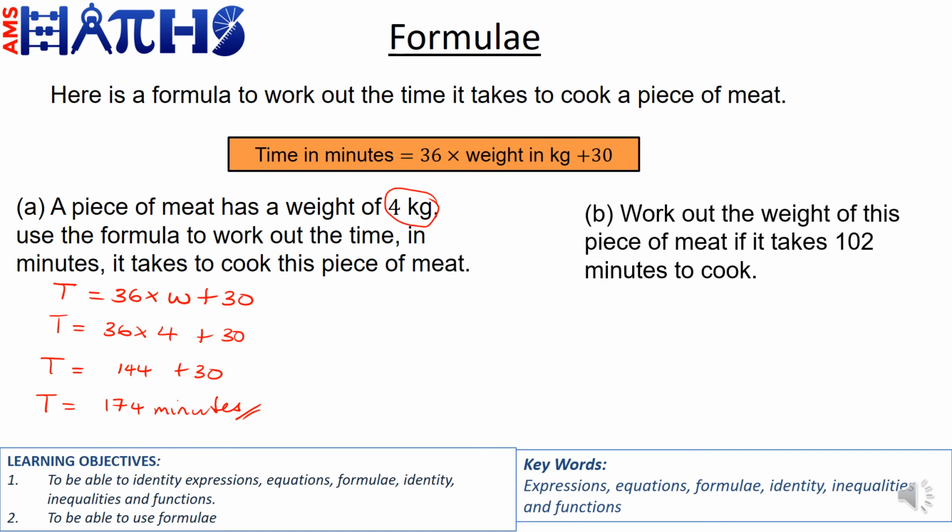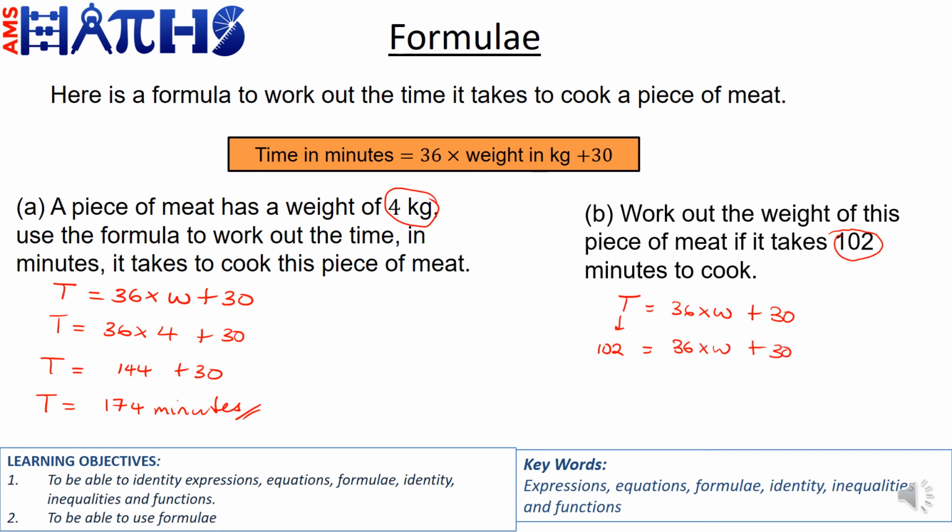It says work out the weight of a piece of meat if it takes 102 minutes to cook. So I'm going to write the formula first. T is equal to 36 times W plus 30. Now this time they gave us the time it takes to cook a piece of meat, and we have the job to work out the weight of the meat that was cooked. So we're going to replace T with 102 minutes, and then we have 36 times W plus 30.